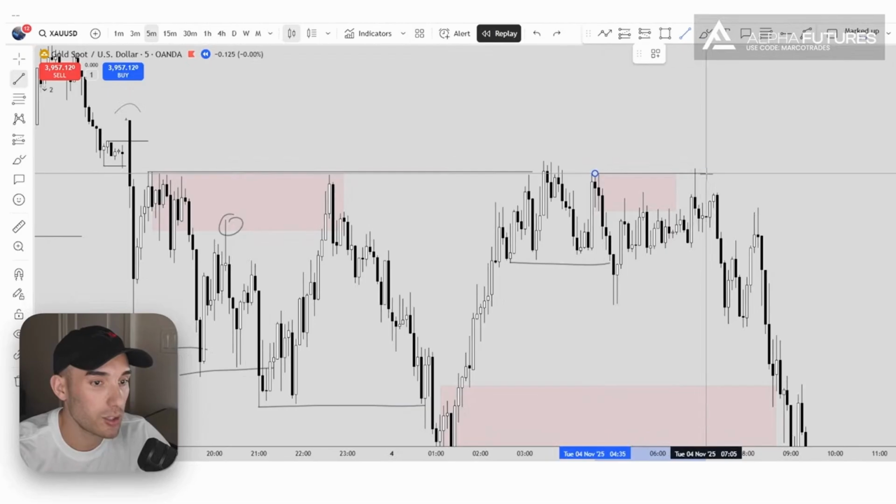Grab this high, drag it over. Check that out. High ran. Then we get a reaction lower, pullback. This calls for a short. If you miss this, no problem.